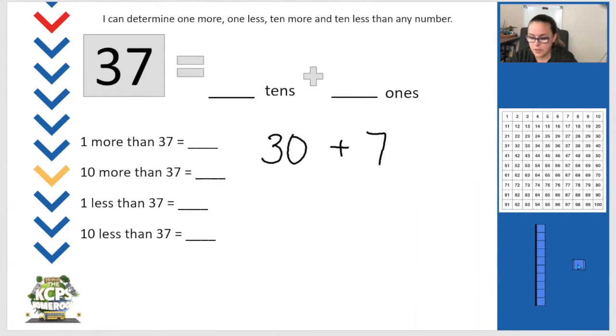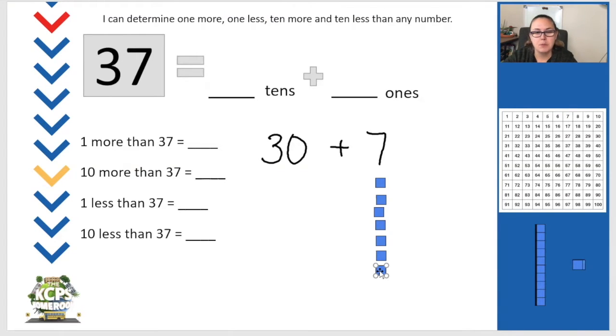So in order to model 7, 7's easy, right? We're just going to take 7 ones squares in this case, and we're just going to put them here. So there's 4, 5, 6, and 7. Great.